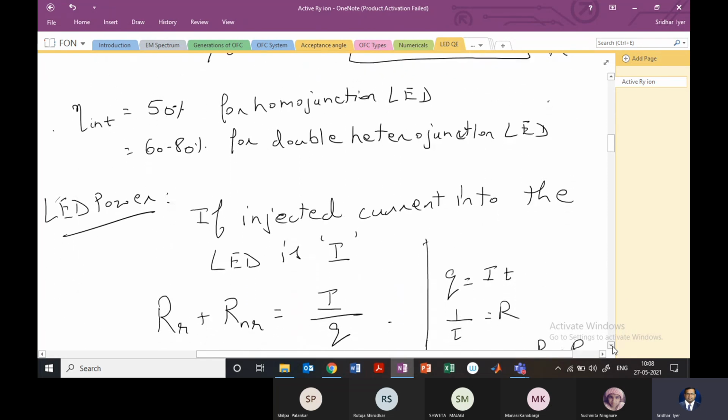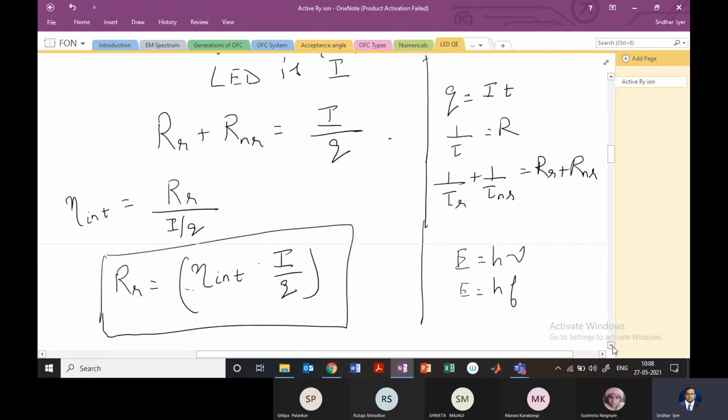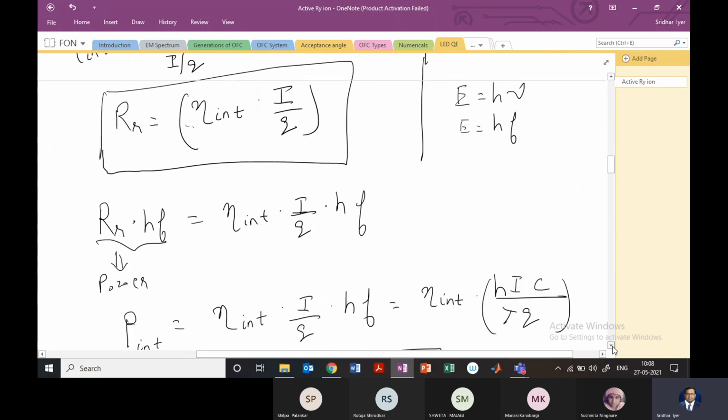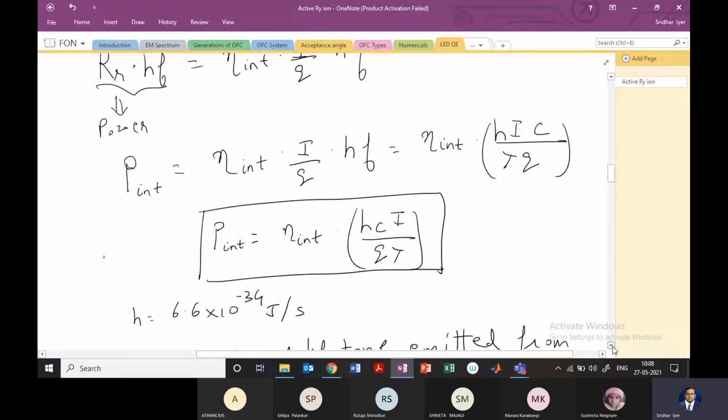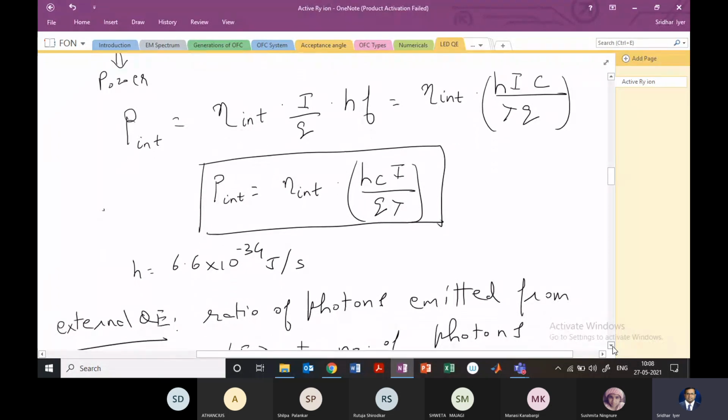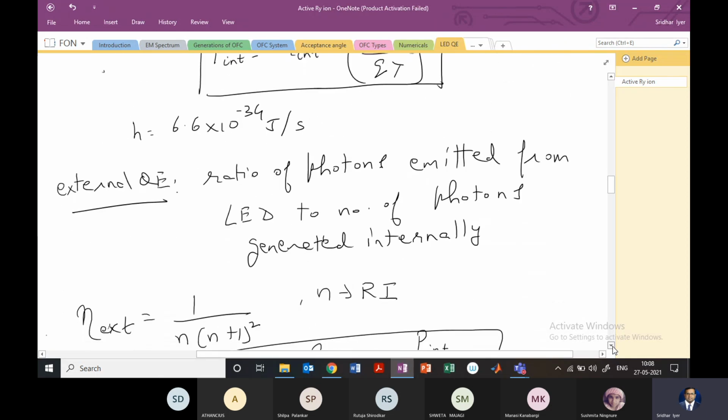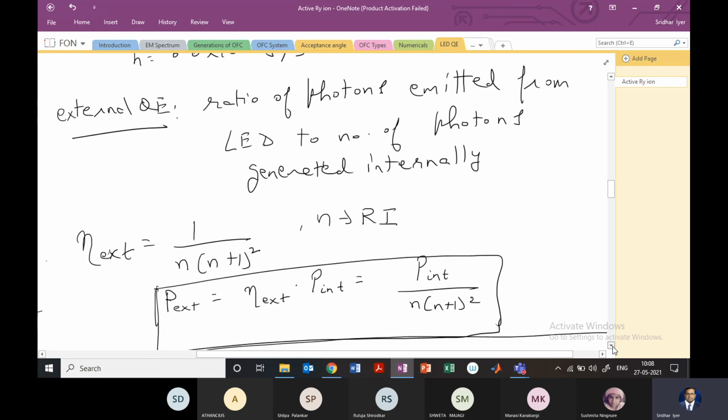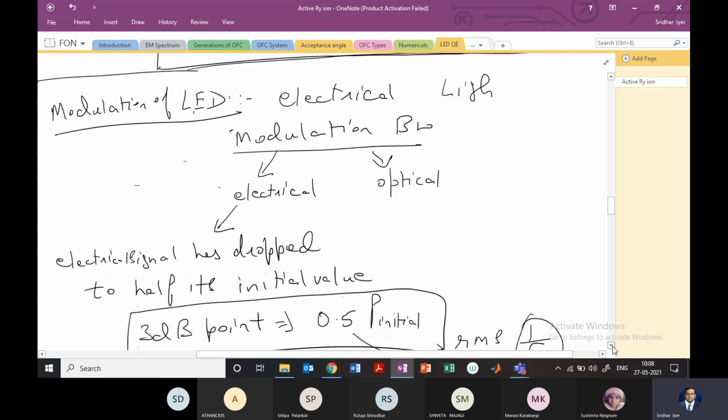Then we proceeded to find the LED power, and we saw that the LED power can be evaluated using the equation in the bracket. So it is related to internal quantum efficiency, and then you have the constants h, c, q, and it is dependent on I and lambda, that is the drive current and the wavelength of operation. We discussed the external quantum efficiency, and then, very important, the modulation of the LED.